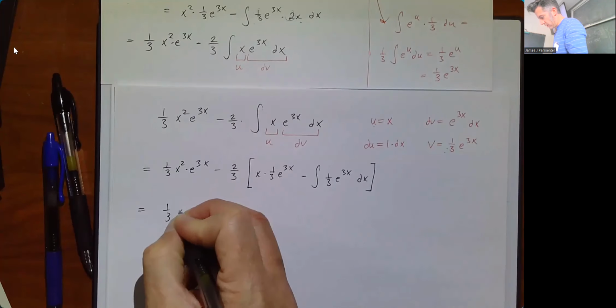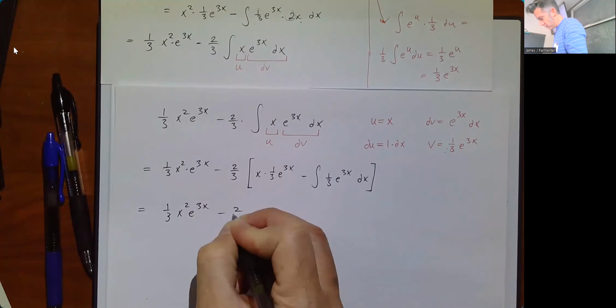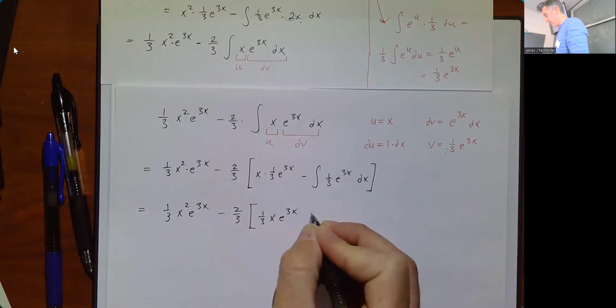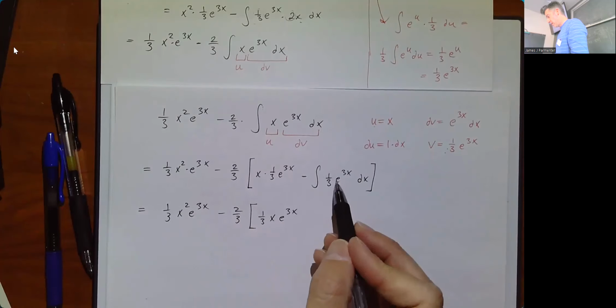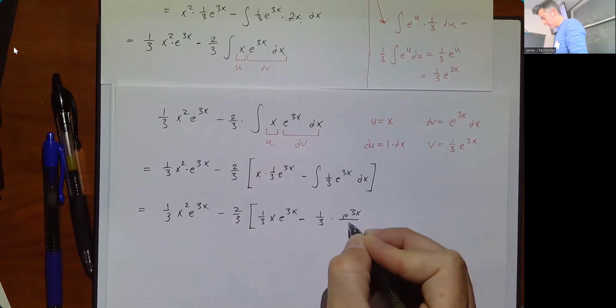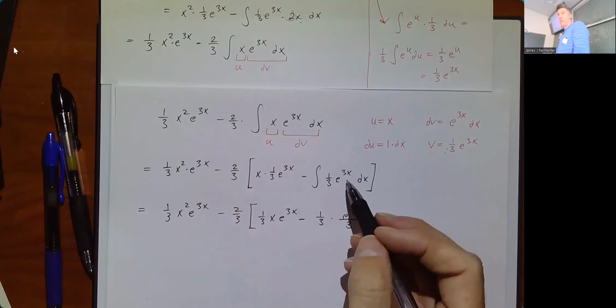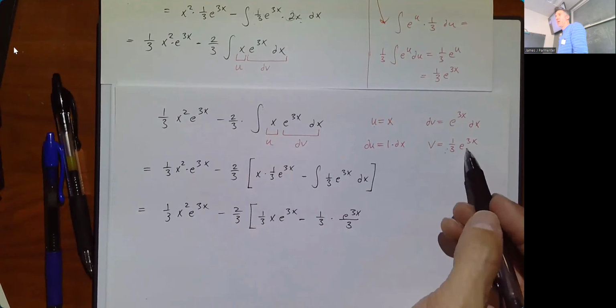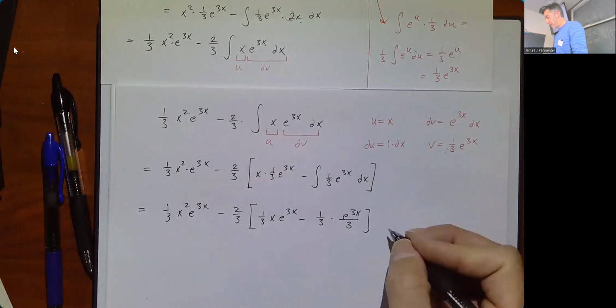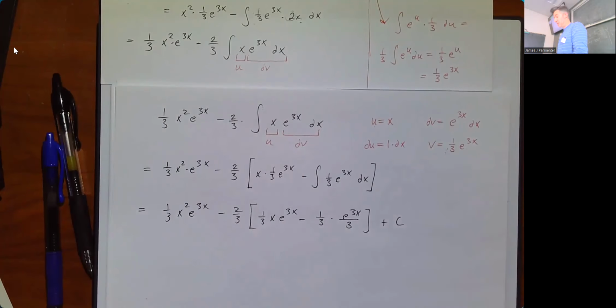I got 1/3 x squared e to the 3x minus 2/3 times 1/3 x e to the 3x. And the integral of 1/3 e to the 3x is 1/3 e to the 3x divided by 3, because the antiderivative of e to the 3x one more time is 1/3 e to the 3x. So a lot of times with this repeated integration by parts, you're doing the same antiderivative over and over again. We did the antiderivative of e to the 3x 3 times here. Now I should write plus c because I don't have any more integral symbols and it's indefinite.